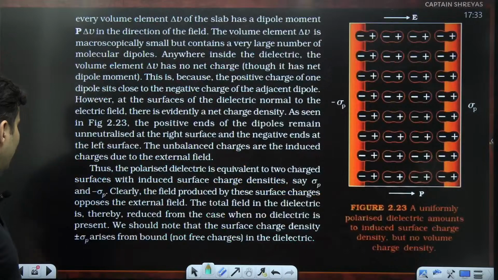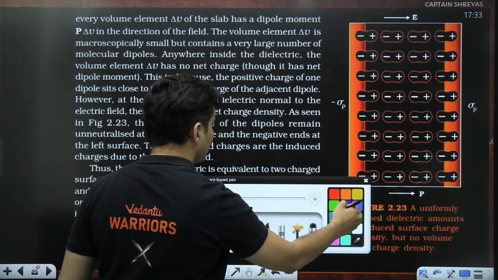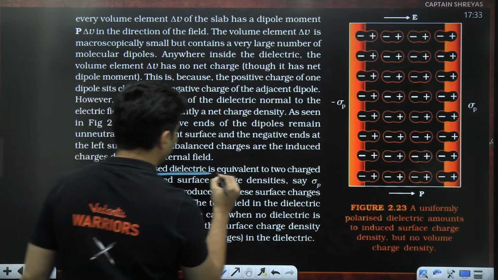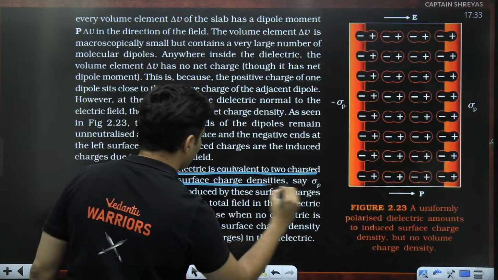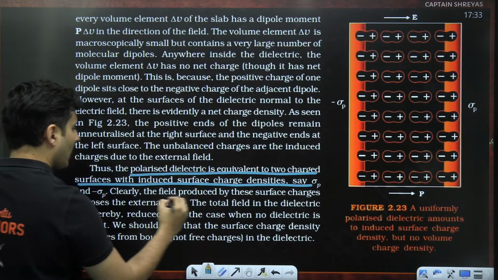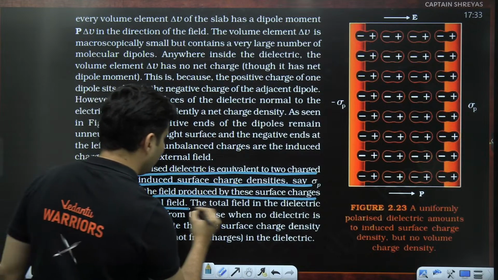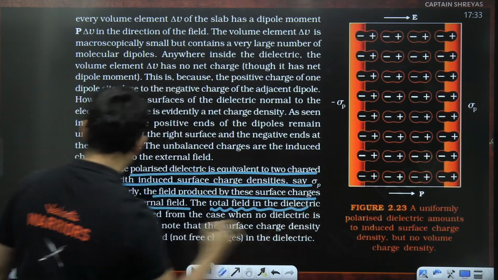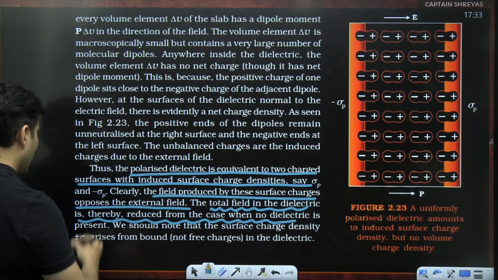That is called polarization. Thus, the polarized dielectric, very, very important statement over here. The polarized dielectric is equivalent to two charged surfaces with induced surface charge densities like so. And the field produced by these surface charges opposes the external field. Hence, the total field in the dielectric is thereby reduced from the case when there is no dielectric present.